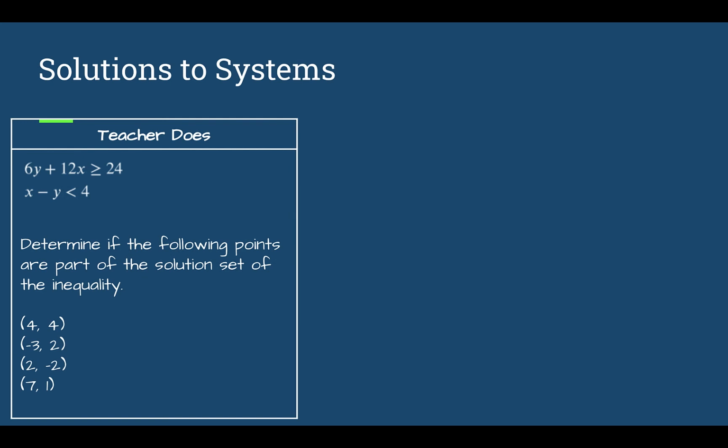Now it's your turn. Once again, pause the video, graph the system of inequalities, and check. Are the following coordinates in that double shaded area? Use Desmos if you need it.